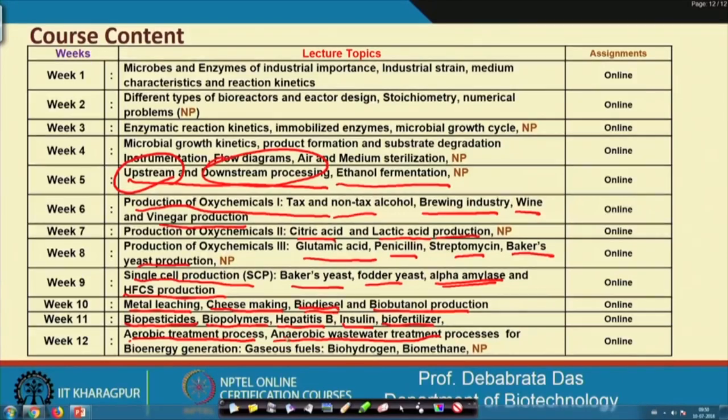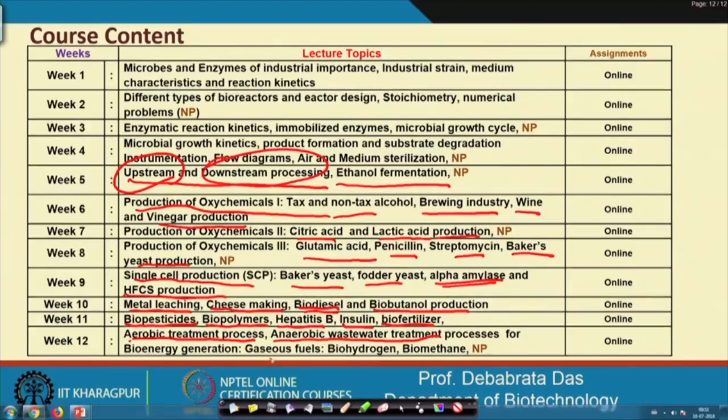And initially we considered that with waste treatment process we don't get any kind of money return from that particular process. Now, due to the development of the anaerobic digestion process, we can recover some money because we produce methane and carbon dioxide. Methane can be used as a fuel. And other gaseous fuel production we are also going to discuss, that is the biohydrogen production process.